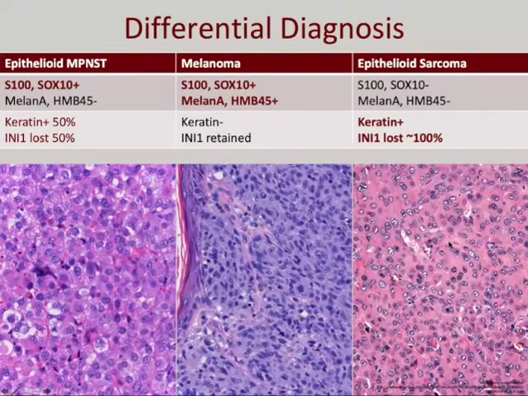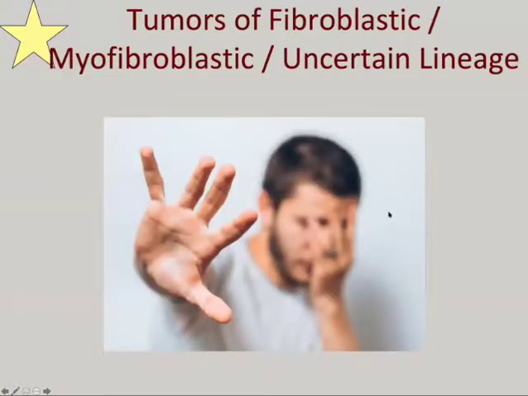Again, because you look at these three and you're like, oh my God, it's a solid epithelioid malignancy of soft tissue. What am I going to do? Evaluate for your melanocytic markers, evaluate for your nerve sheath markers, evaluate for your keratins, and perhaps for your INI1 if you're dealing with an epithelioid, perhaps sarcoma. We're going to get to that later.